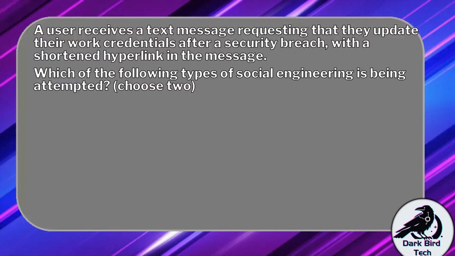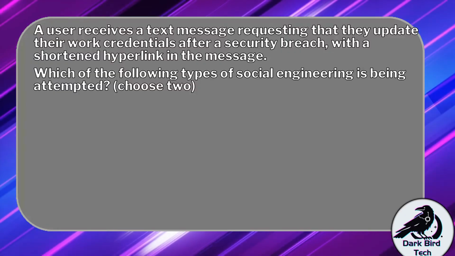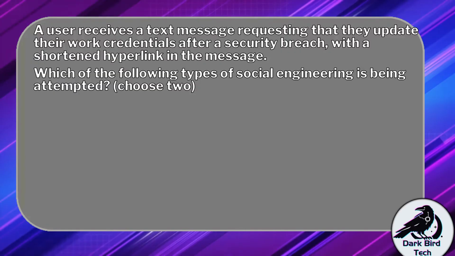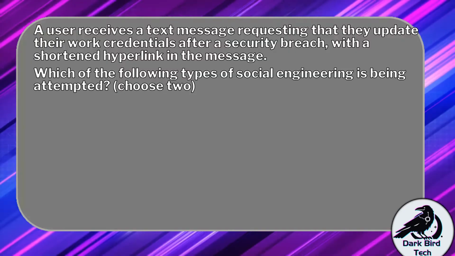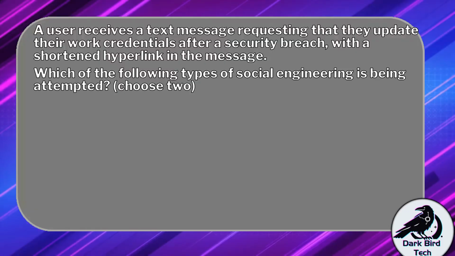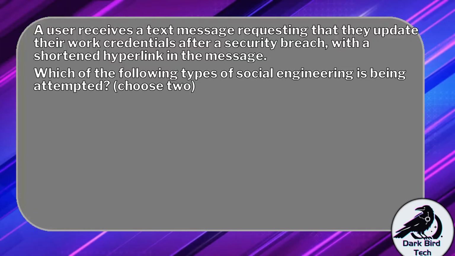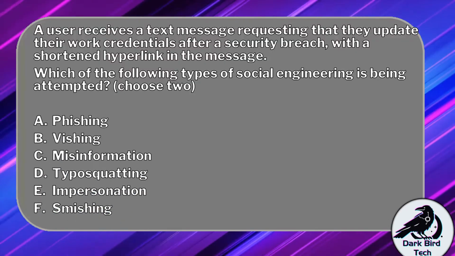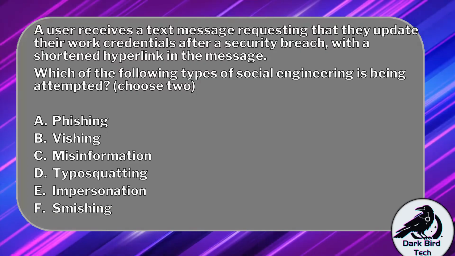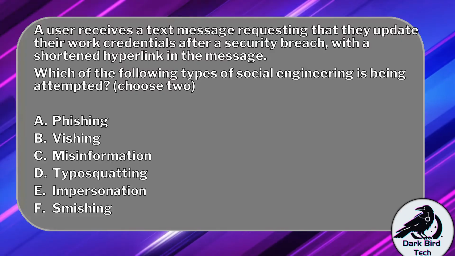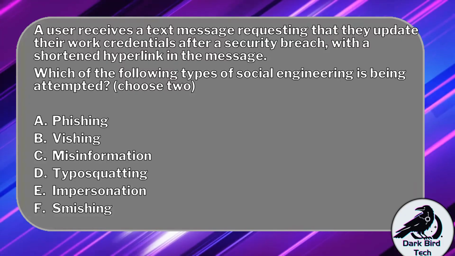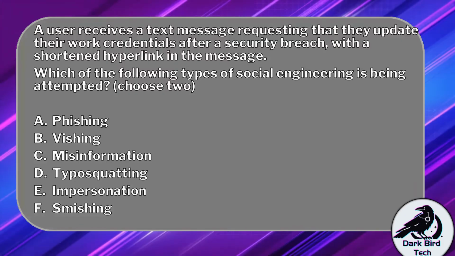Choose two. Okay, so this is a question where we've got to choose more than one option, which means we are probably going to see more than four or five options listed here. Let's see. I'm going to give you a chance to think about what you'd like to see. Pause if you have to. And let's see our options. We've got phishing, vishing, misinformation, typo squatting, impersonation, and smishing. Quite a few options here now.